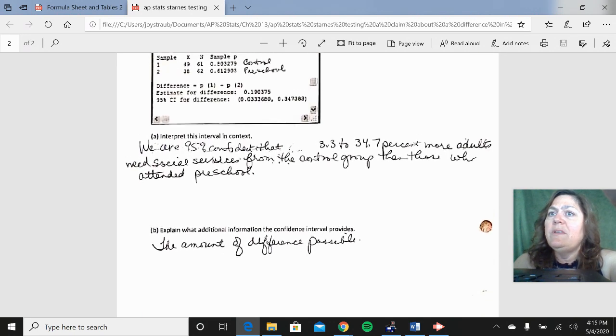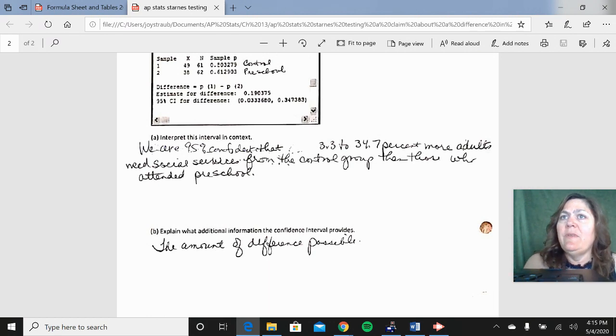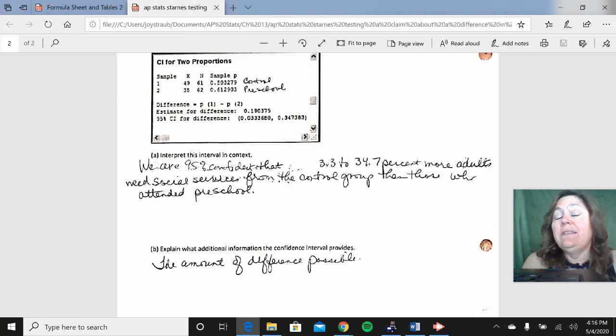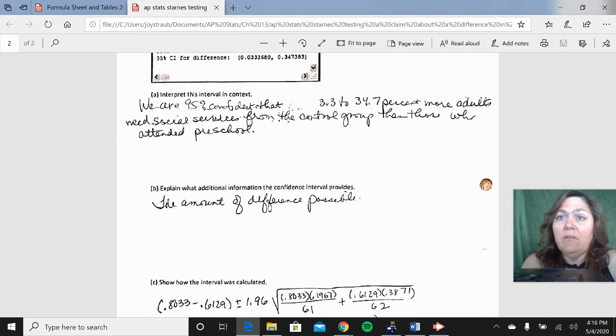So what does this do? What does this provide for us? Remember, this is a good piece of information because in our significance test, we saw that it appeared we have evidence that the students that received preschool had less social services as adults. Well, how much less? And this tells us the 3 to 34%. Now, that's a wide range. That is quite wide. It is a 95% CI, and it couldn't get much tighter than that. So we're confident it's in there somewhere. So it could be from very little difference to almost a third different.